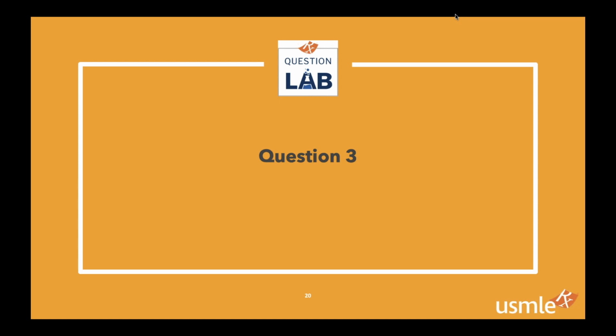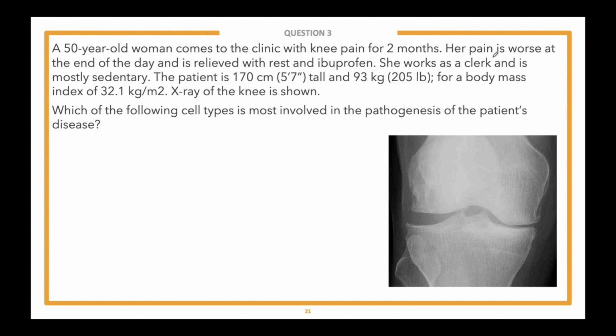With that, let's go ahead and move on to our third question of the evening. Once again, the answer choices are covered up, and we will begin with the lead-in. Which of the following cell types is most involved in the pathogenesis of this patient's disease?